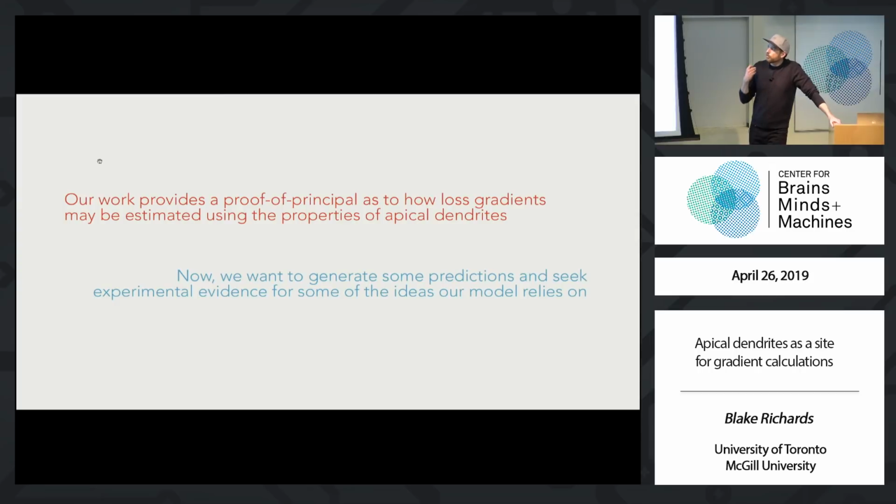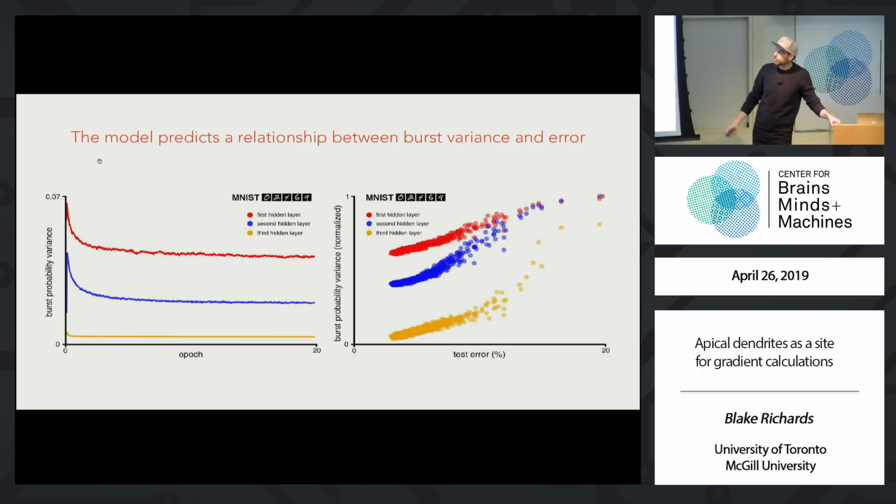So our work provides a sort of proof of principle as to how loss gradients may be estimated using the unique properties of pyramidal neurons. And now we want to start generating some predictions with this model. I'll give you just one taste of a prediction. We're working on a whole host of them. But one of our predictions that come out of the burst prop model is that the model predicts a relationship between burst variance and error. So what we should see is that as the error increases, there should be greater variance in the burst probabilities. And across training, the variance in the burst probability should decrease across all layers of a network.